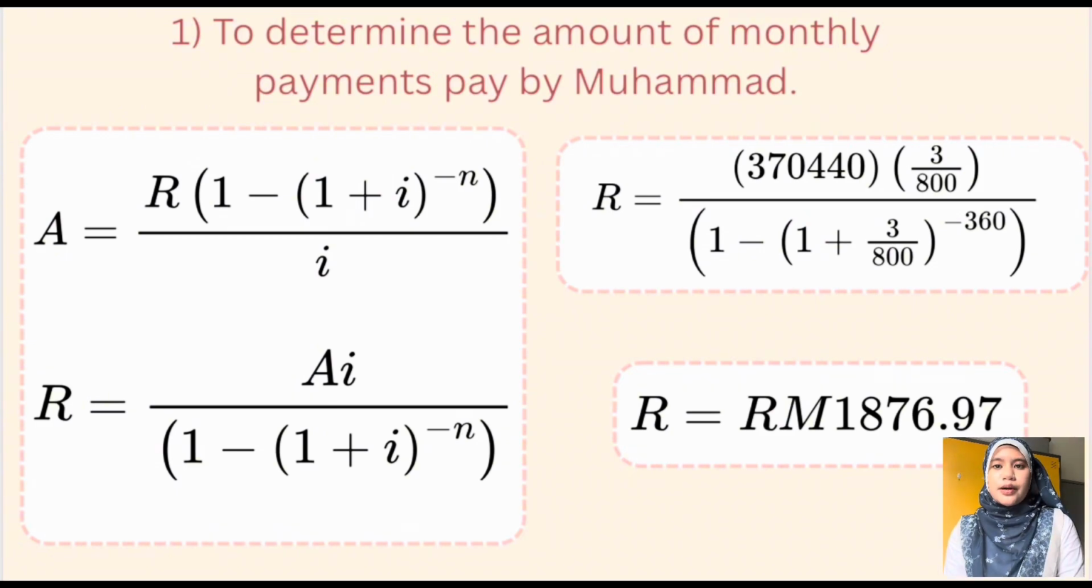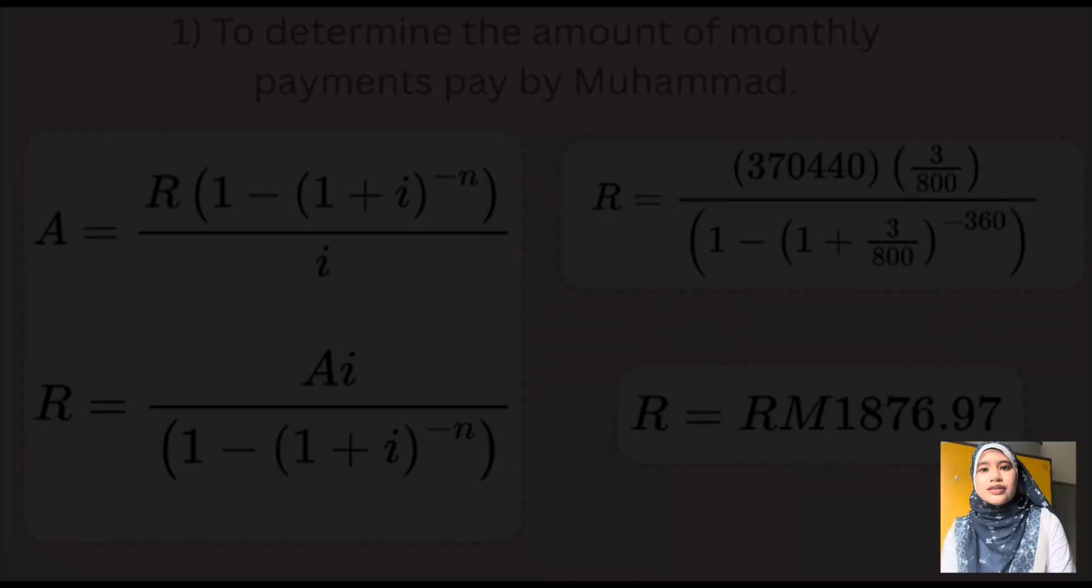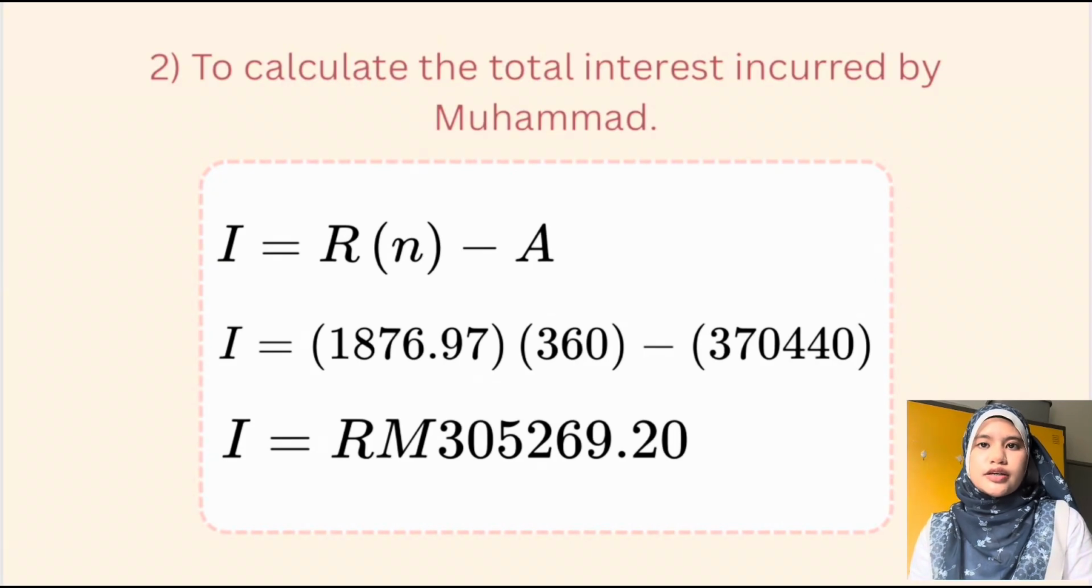When we insert our numbers into the formula, we have R equals 370,440, which is our A, times our i, 3 over 800, over open bracket 1 minus open bracket 1 plus 3 over 800 close bracket to the power of negative 360 close bracket. The answer for our R is RM1,876.97.